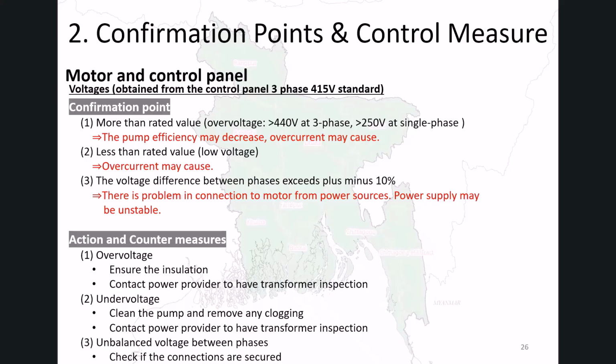For three-phase systems, if the voltage difference between phases exceeds plus minus 10%, there may be a problem with the transformer, cables, or motor connections. These problems may also be caused by an unstable power supply from the utility company. For this case, you should ensure that all connections are secure and that there is no damage to the lines.